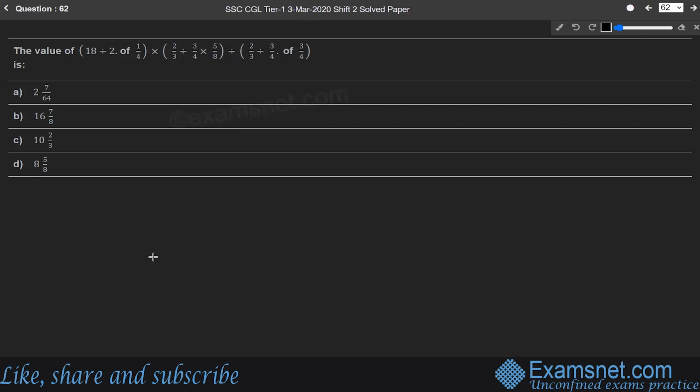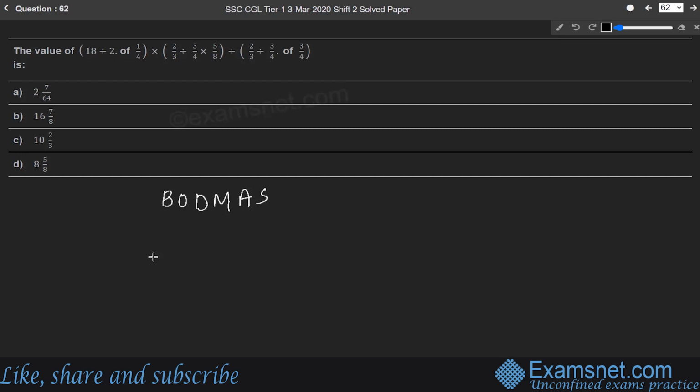By looking at the question, it seems a little bit complicated, but it is a very, very simple question. The concept that we have to use in this question is the concept of BODMAS. Do you know what is the concept of BODMAS? It is brackets, order, division, multiplication, addition, and subtraction.